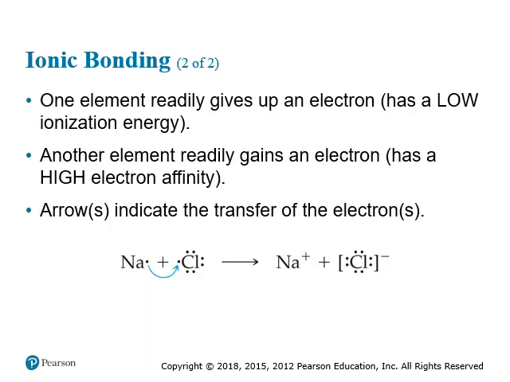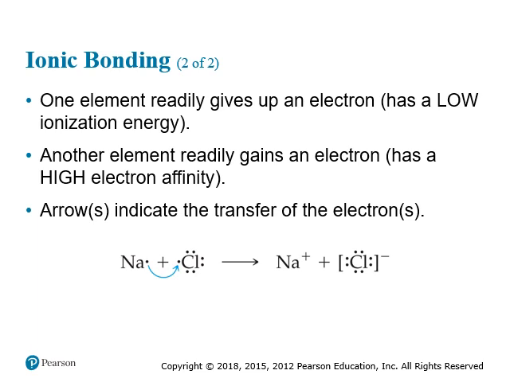That's because the metal atoms typically have lower ionization energies, so they will readily give up an electron. The nonmetal atom tends to have a high electron affinity, or it benefits from gaining an electron, energetically speaking.